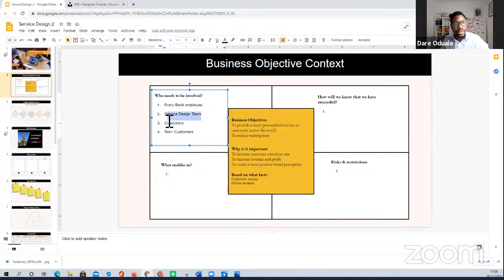Then the service design team. The reason why we call them out differently is because this service design team could be employees of the bank and they could be consultants. So they are definitely involved. And you have the customers and you have non-customers as well. So how will we know that we have succeeded in this?